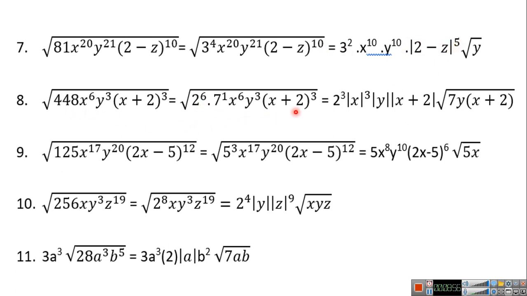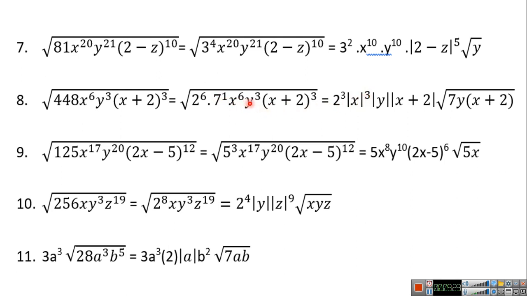448, you can check it, this can be written that way. Power even outside, odd remains 7 inside as you can see. Even, all x outside. y cubed, odd, remains 1y. Odd remains 1 of x plus 2. So I divide now by 2: 3 cubed, 7 as we said inside, 6 power 6, 3. I put absolute value because the power here is odd.